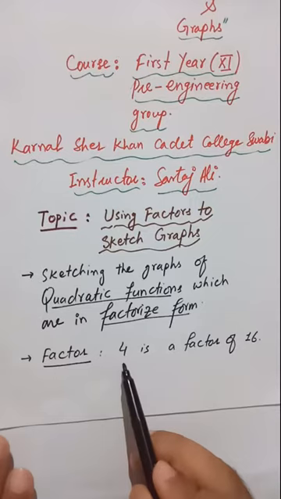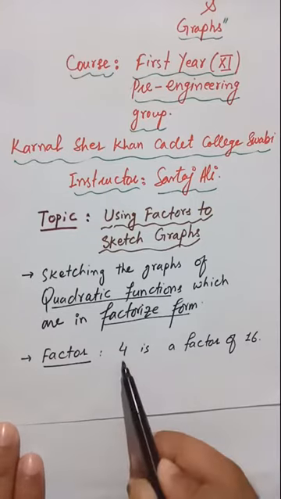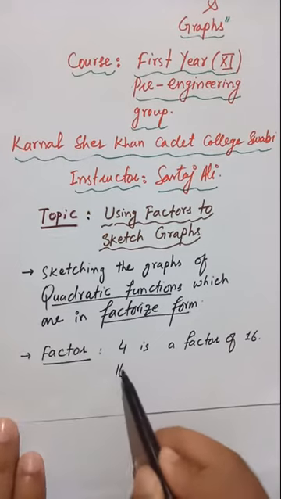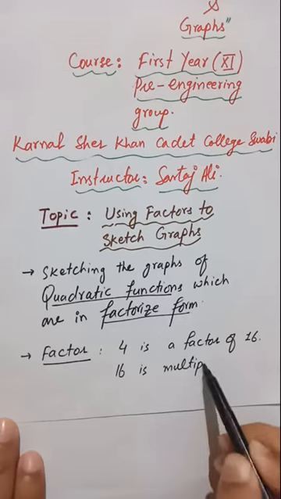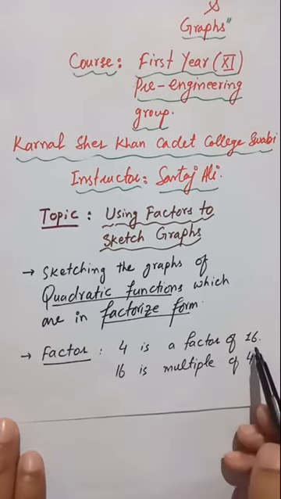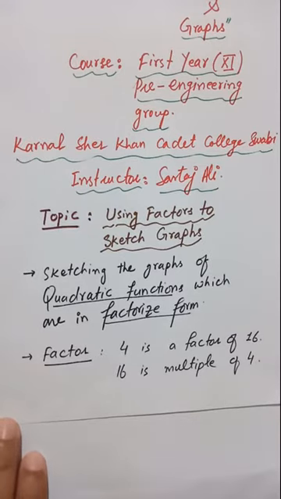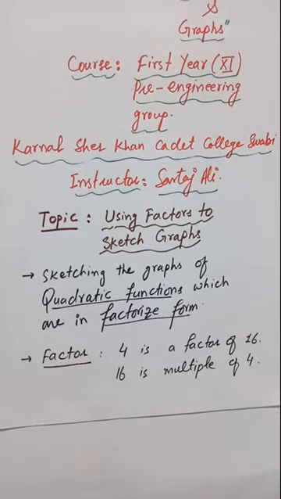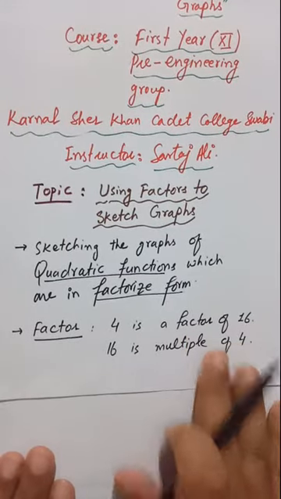So that number is called the factor. And this 16 is called a multiple of 4. Also 2 is a factor of 16. 1 is also a factor of 16. 16 is also a factor of 16. 8 is also a factor of 16. So this is about the factor when we are discussing numbers.